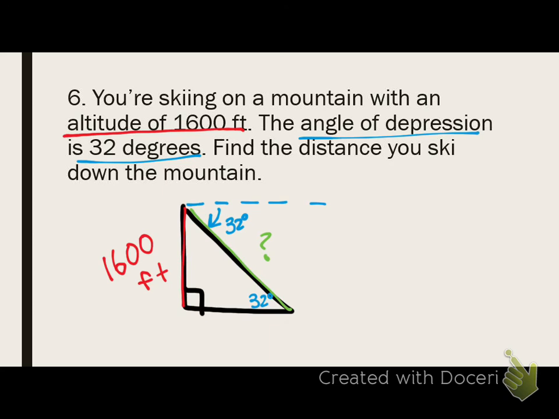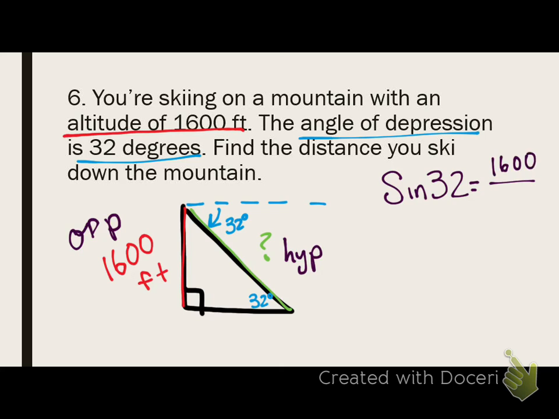So we're going to use a trig ratio because we have an angle and a side. What kind of side is 1600? Opposite. And then our question mark, hypotenuse. So we're going to use sine. From 32 equals the opposite, 1600, over the hypotenuse. So we have to flip it.